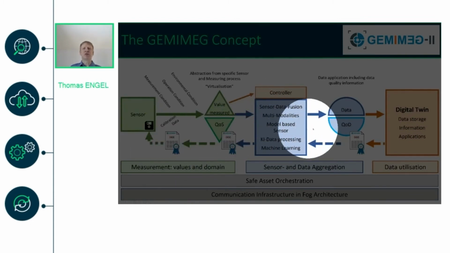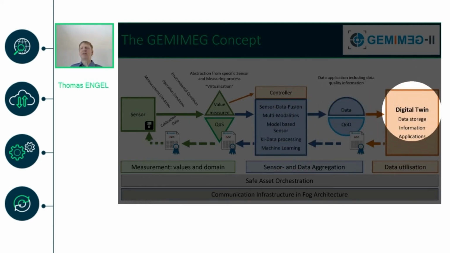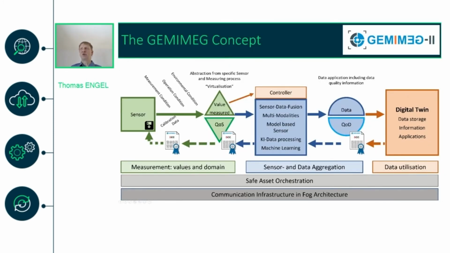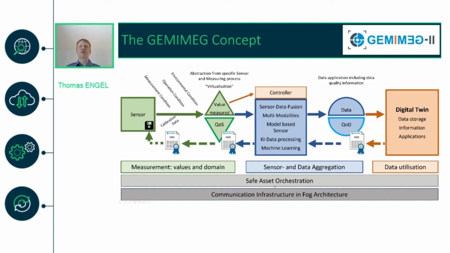Then we come to the sensor and data aggregation domain. And on the right-hand side, we only have the data utilization, which means all the data is available and is utilized for the purpose it is intended for. And everything here, since we are in a modern IT infrastructure, is of course based on the safe data and asset orchestration plus the communication infrastructure in a fog architecture.